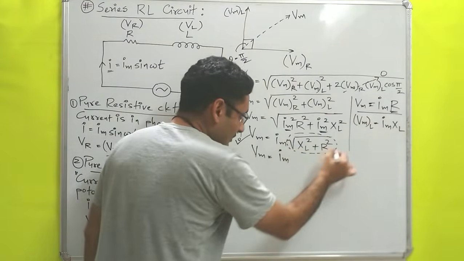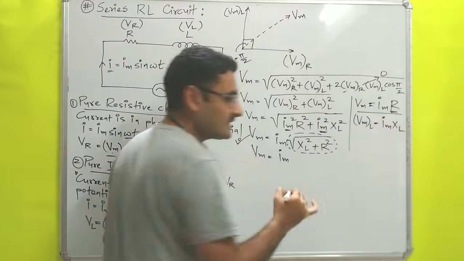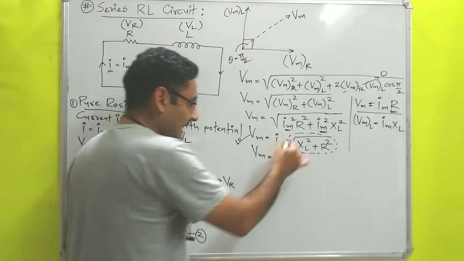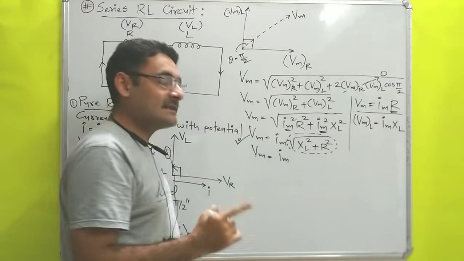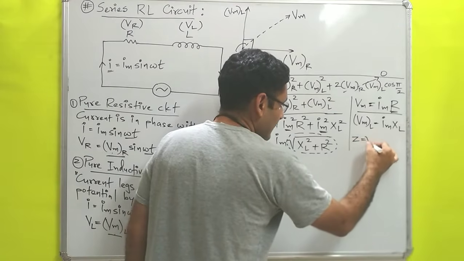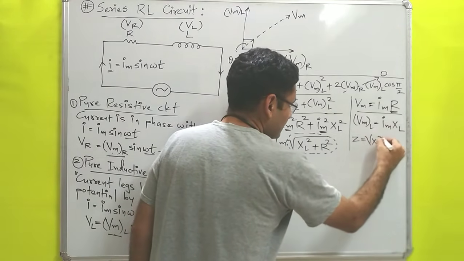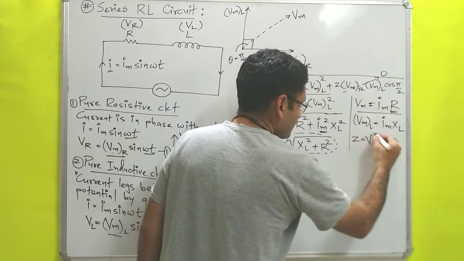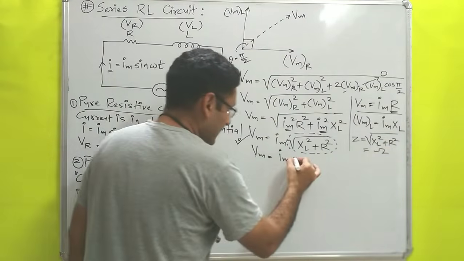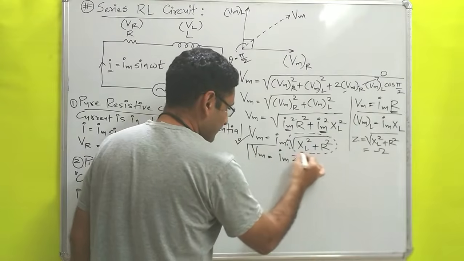That means this quantity will behave like a resistance whose unit is ohm, and that quantity is known as impedance. Impedance is represented by Z, and the Z value is the square root of XL square plus R square. Its unit is ohm, so Vm = Im into Z.